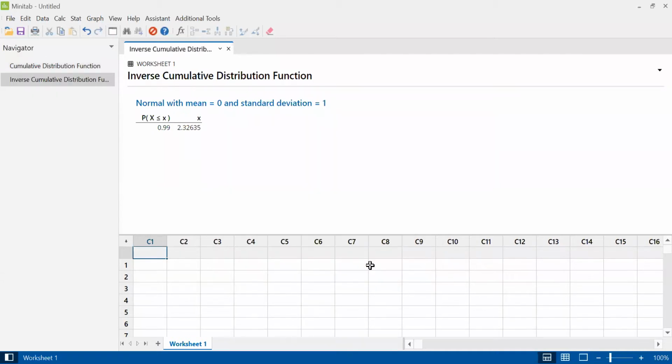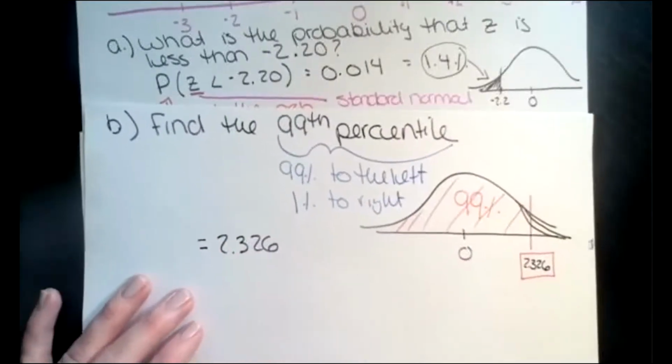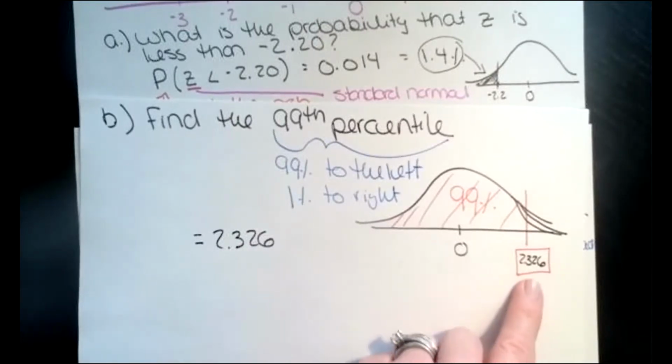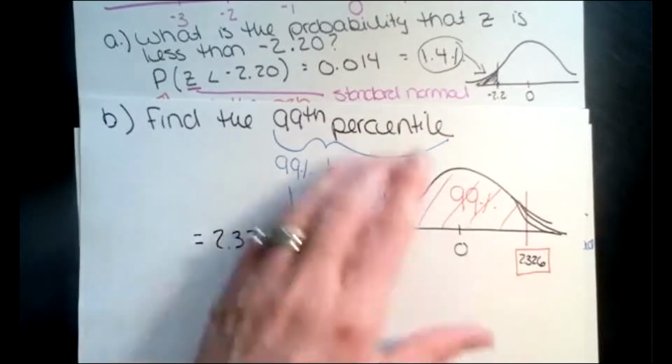I'm going to click OK. And then here, I get the answer to be 2.326. Okay. So it says, okay, the probability is 99%. And here's my data value. So I just went back to my drawing and I just wrote, okay, it's 2.326. That's my data value. Remember, it should be a number around there because I'm looking at my standard normal curve.